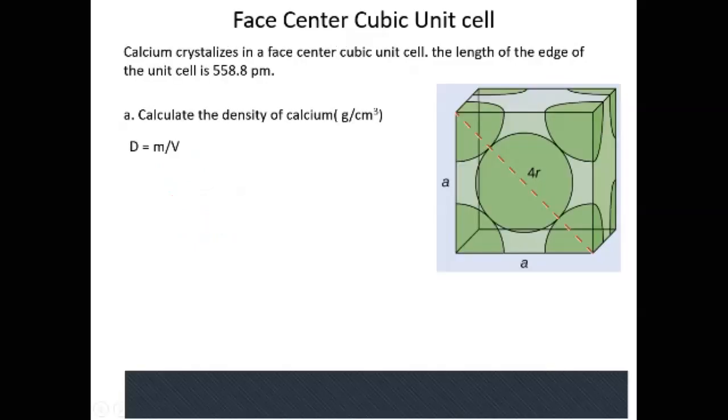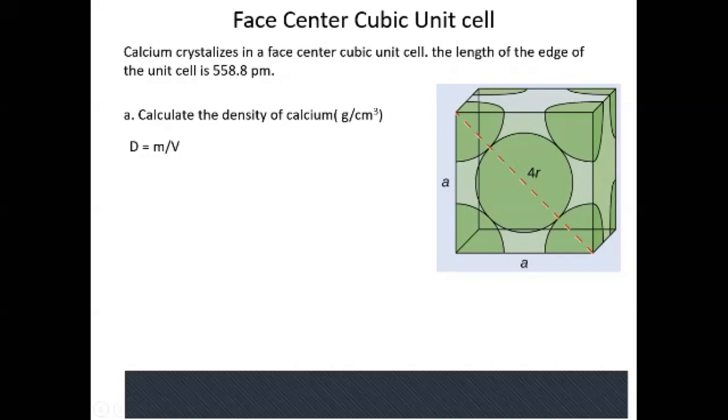Now we're going to go to a little bit more complex unit cell, which is a face-centered cubic unit cell. And calcium crystallizes in a face-centered cubic unit cell. It tells us that the length of the A-axis is 558 picometers. Calculate the density of calcium. So in order to calculate the density, we need to know the mass of calcium in this unit cell and the volume of calcium.